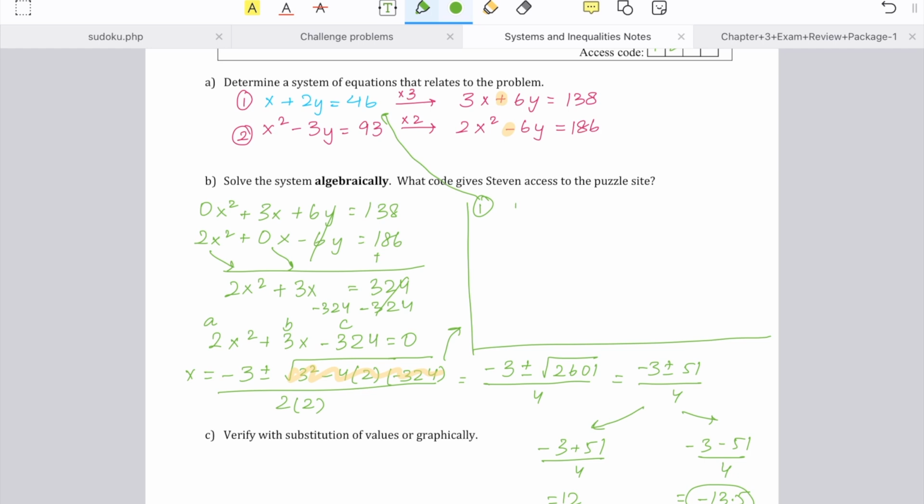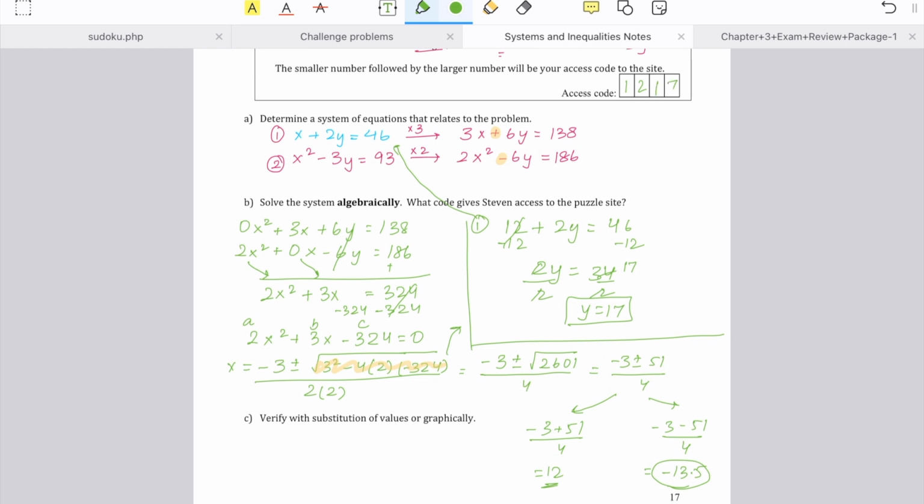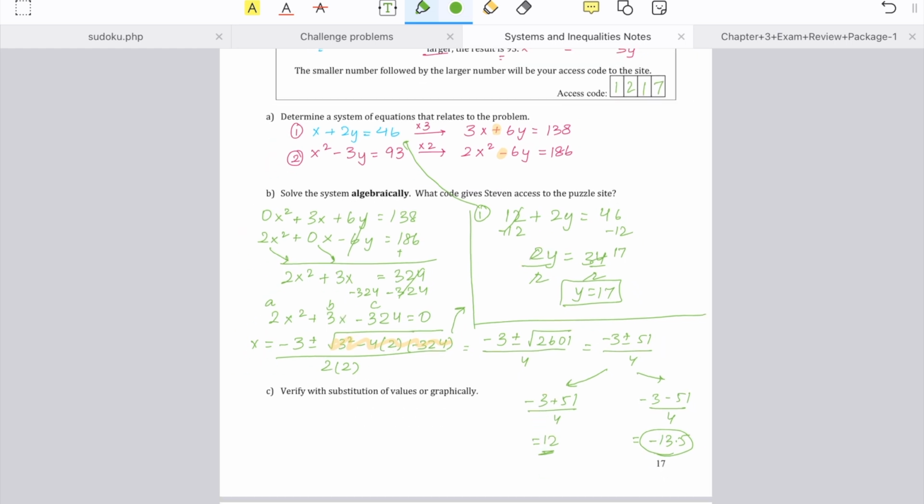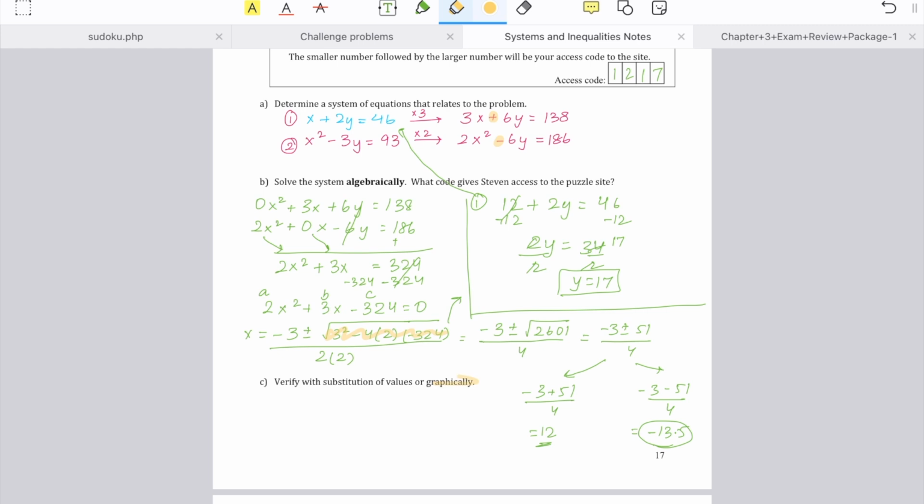12 plus 2y is equal to 46. Subtract 12 from 46, 2y is equal to 34. Divide 2 on both sides and you get y is equal to 17. Okay, and you just put 17 over here, and that's your answer. You can also check your answer using a graphing calculator.